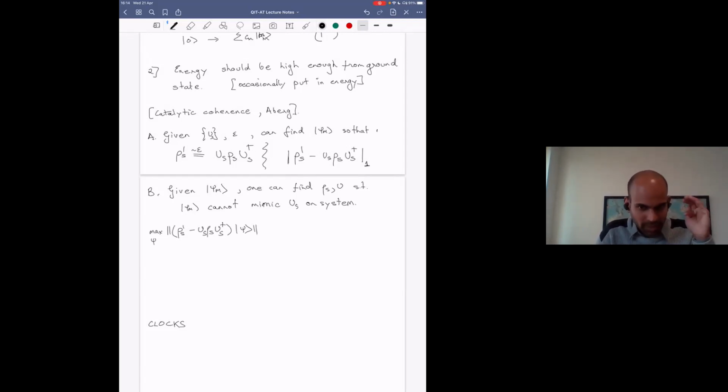So in general, you just have to pick a distance measure. And once you have a distance measure, you can talk about being epsilon close with respect to that distance measure. Okay, but it doesn't matter the way we measure the distance. It's just that the distances are small.